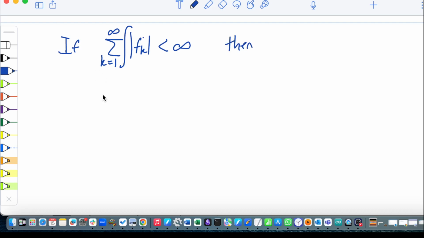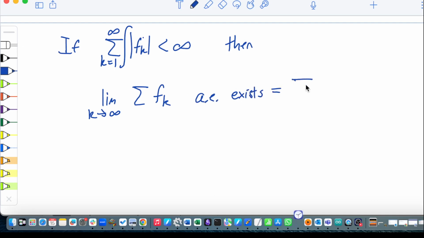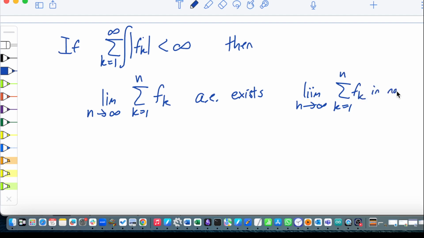Then the limit as k goes to infinity of the sum of the f_k's exists almost everywhere, and it's equal to the limit, okay, I'm mixing up my n's and my k's here. The limit as n goes to infinity of the sum from k equals 1 to n of f_k in norm exists, and they are equal.